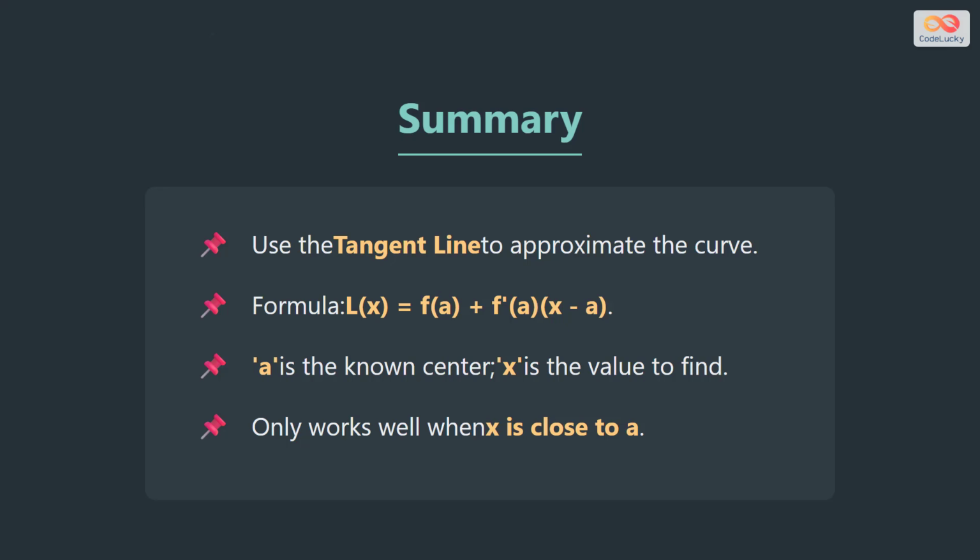To recap, linear approximation uses the tangent line to mimic the curve. The formula L of x equals f of a plus f prime of a times the difference in x. Remember that a is your known center and x is your target. And finally, keep your target x close to your center for the best accuracy.